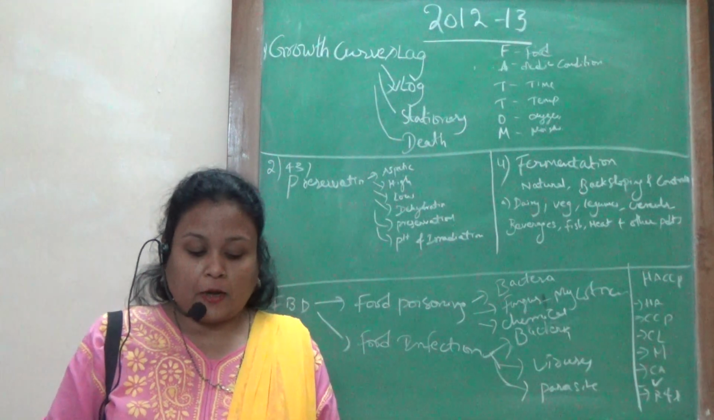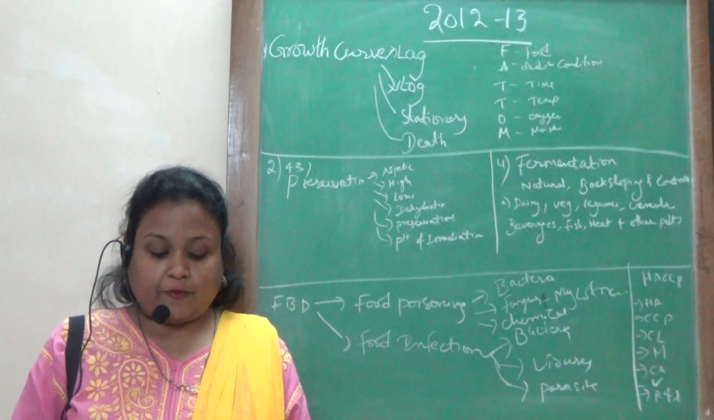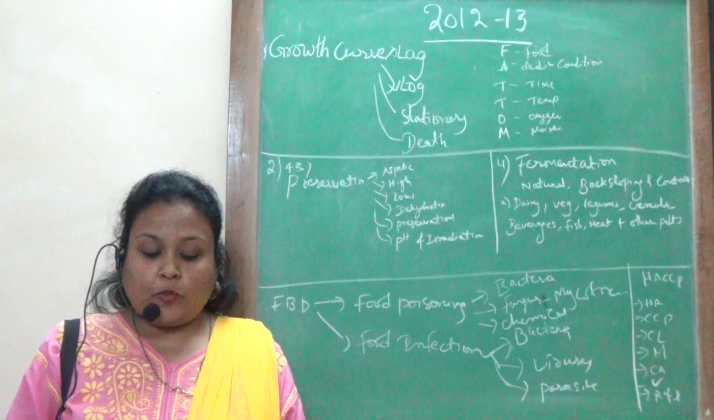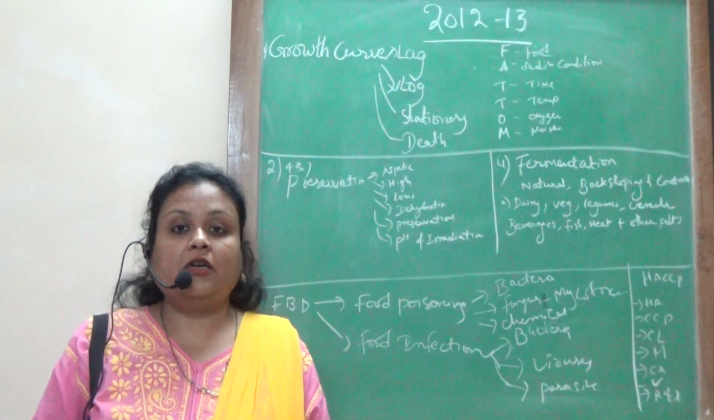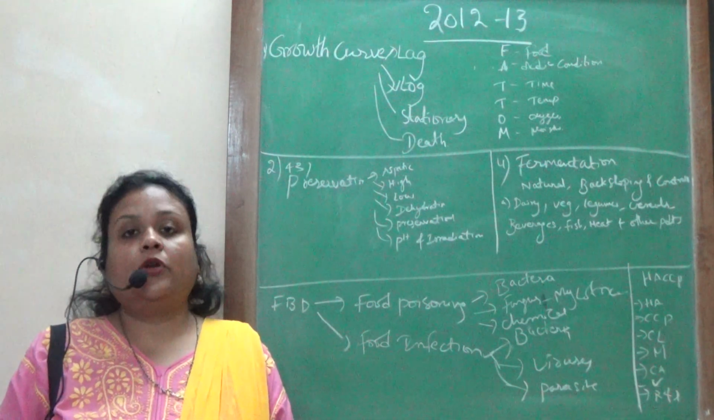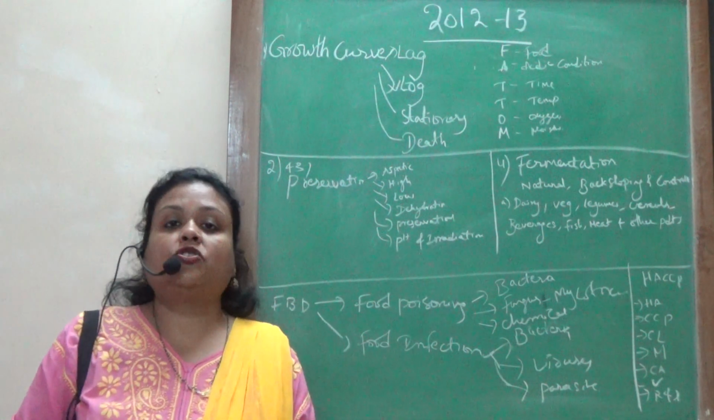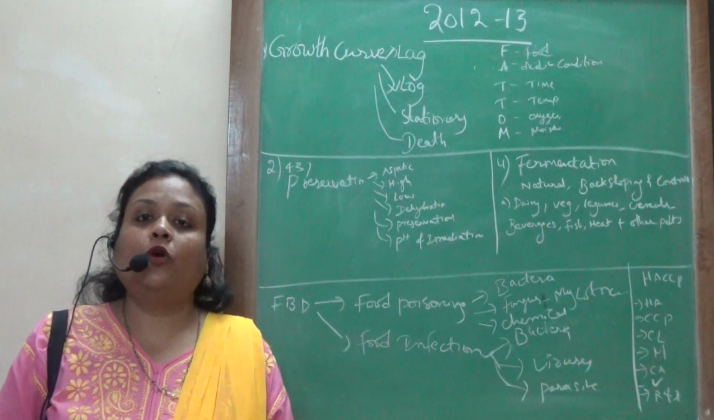Now, coming to the next question in the fourth, the other option is foodborne diseases. Explain the different agents responsible for foodborne diseases. Now, talking about foodborne illness, the disease that is transmitted through food is known as foodborne illness.